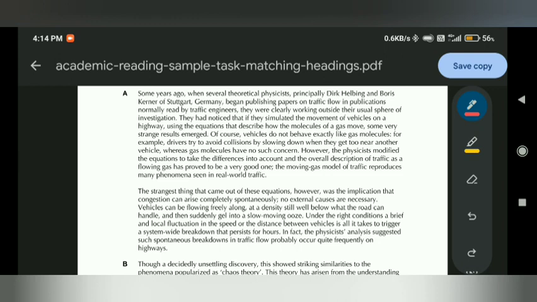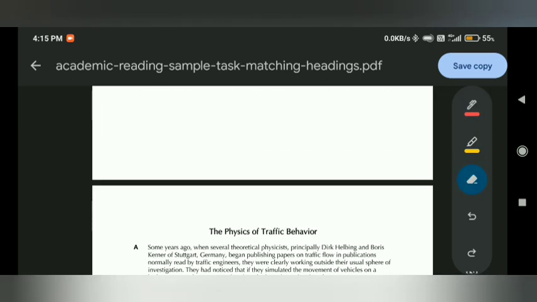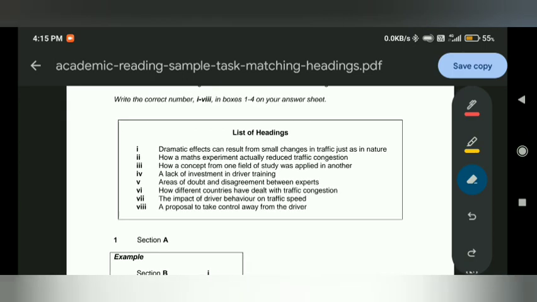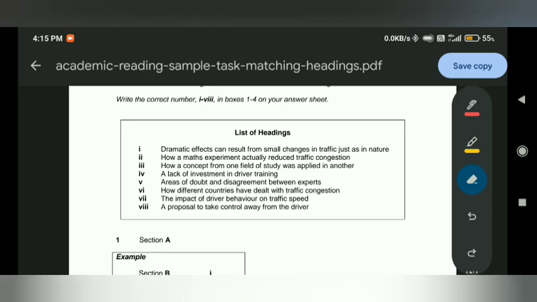So let's take a look at the options. The second step is to read the options one by one and mark the correct answer. So let's read the first option. Basically it is the answer of B, so it can't be the answer of A. So the next option is how a math experiment actually reduced traffic congestion.